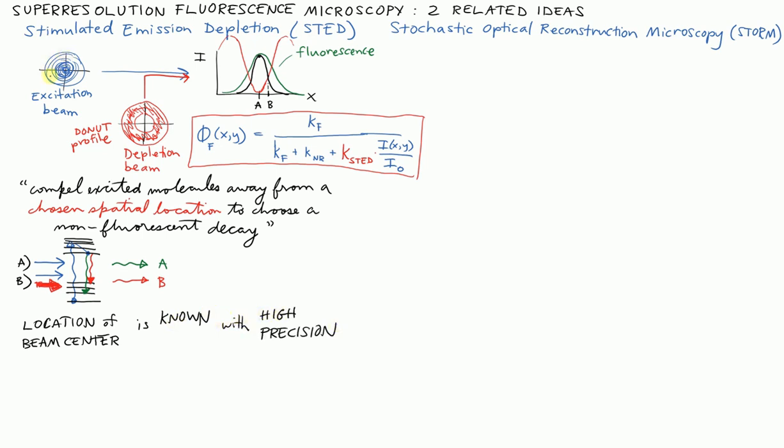You can only focus the excitation beam to within a diffraction limited spot size, but you know where the center of the excitation beam is with higher precision than that. And if you can move it slightly, and you know where the center of that beam is with higher precision than the diameter of an excitation beam, you then can build up an image which is built from raster scanning the beam.